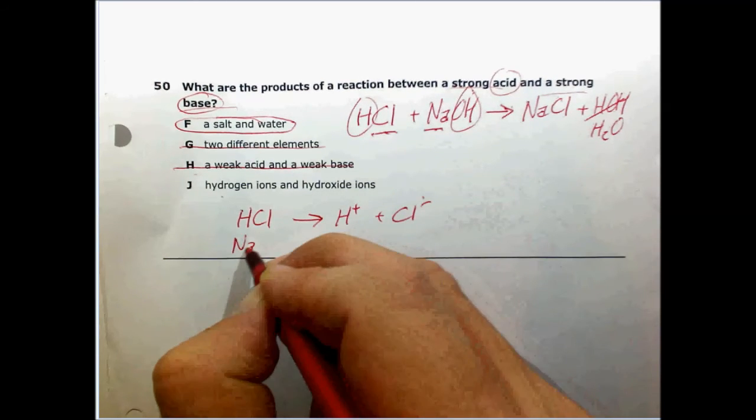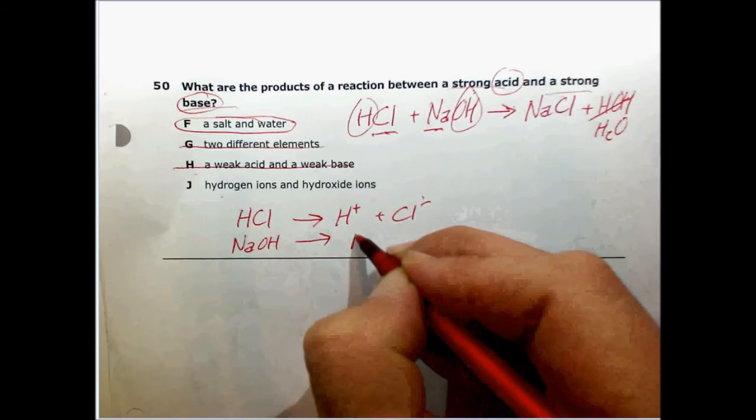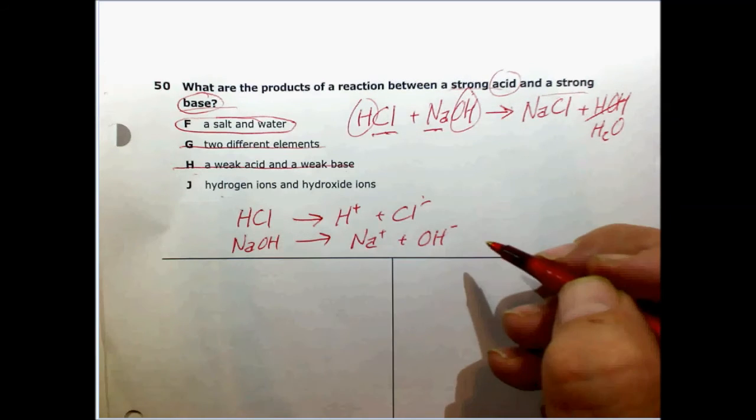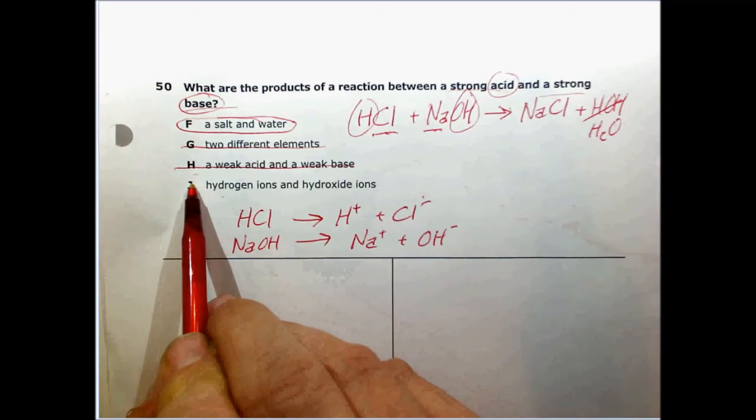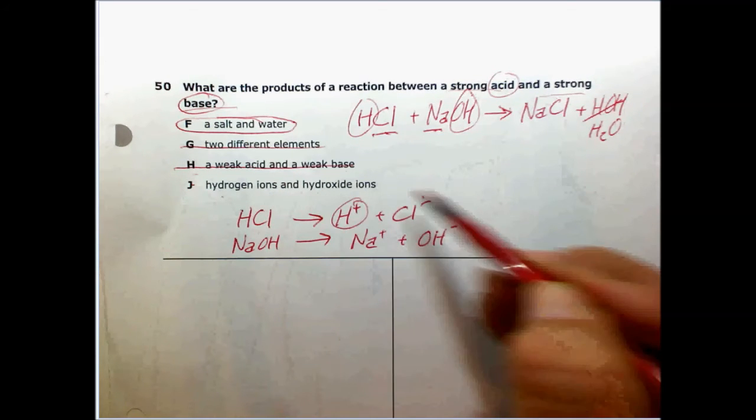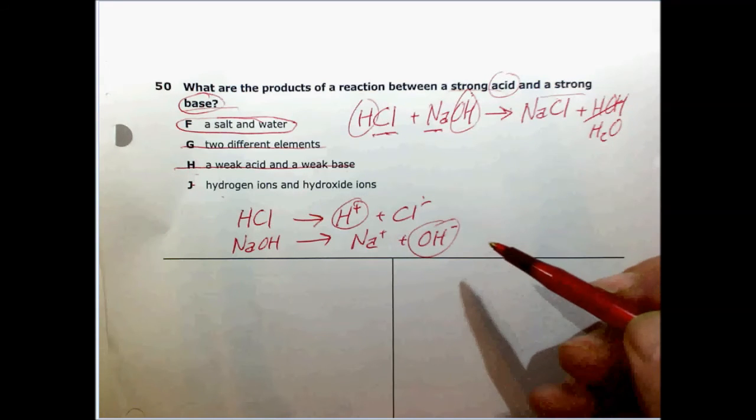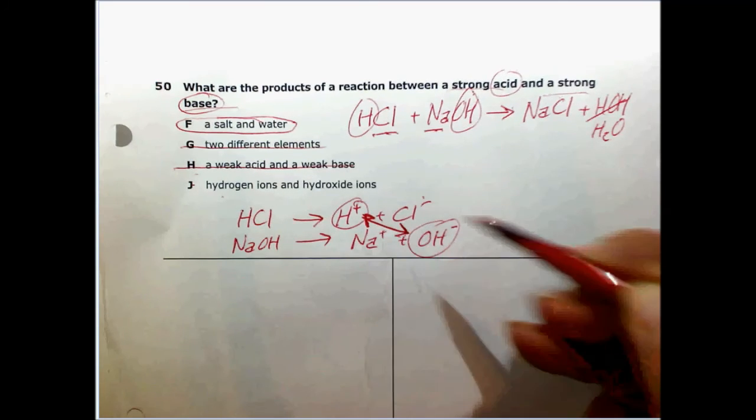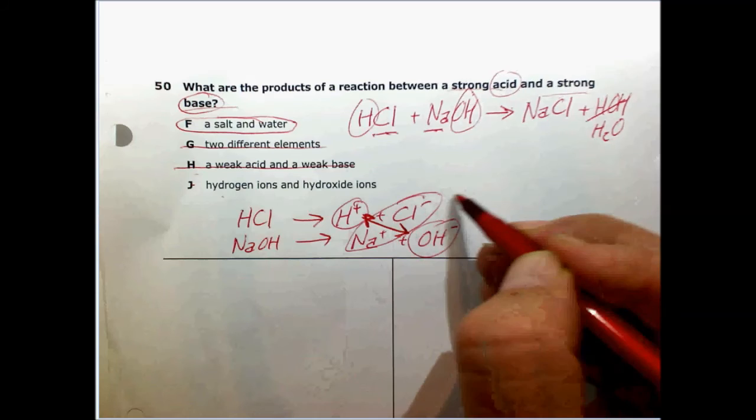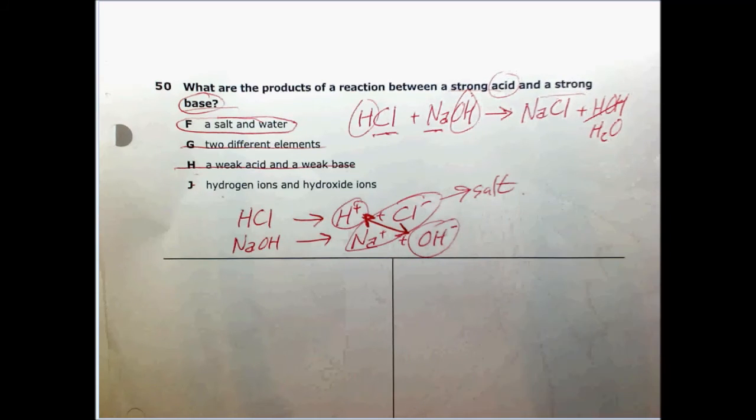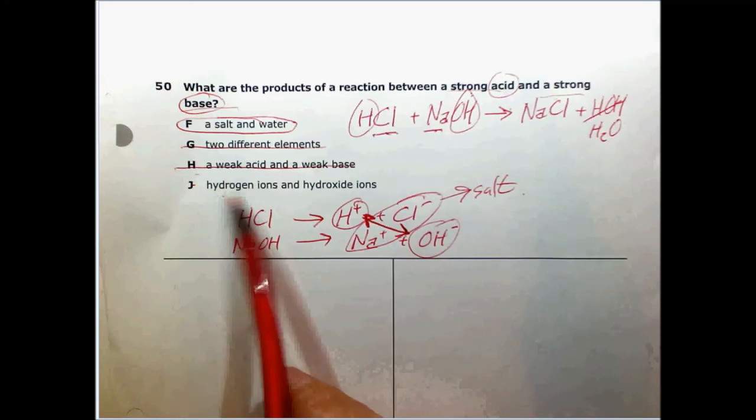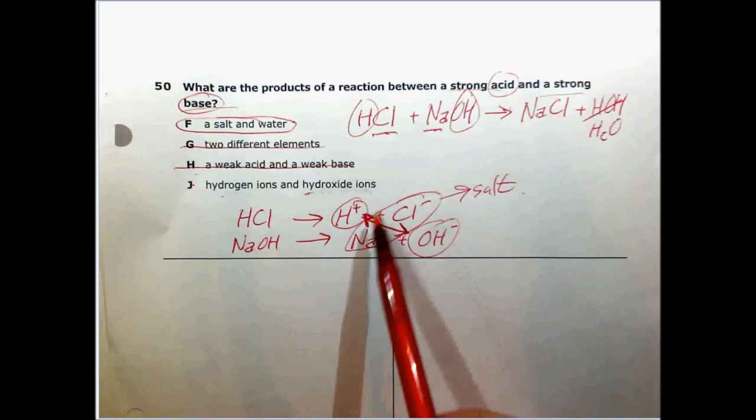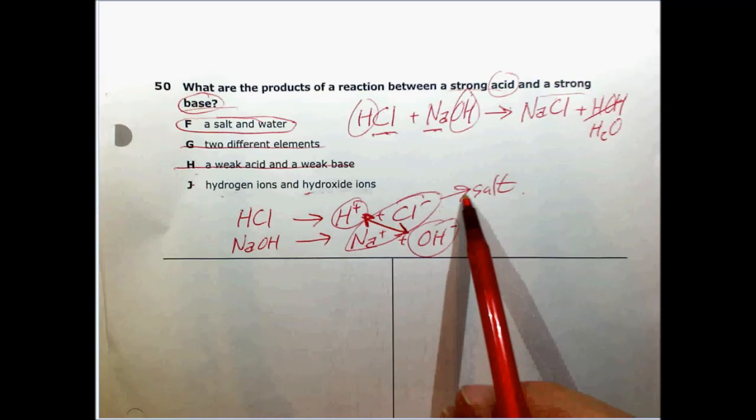And NaOH does dissociate into Na ions and OH ions. So you might be tempted to think that hydrogen ions and hydroxide ions, hydrogen and hydroxide, is the correct answer. But remember, these two get together to make water. And these two get together to make a salt. Individually, acids produce hydrogen ions, and individually, bases produce hydroxide ions. But when they're together, they produce a salt and water.